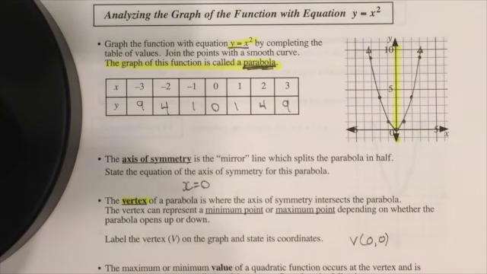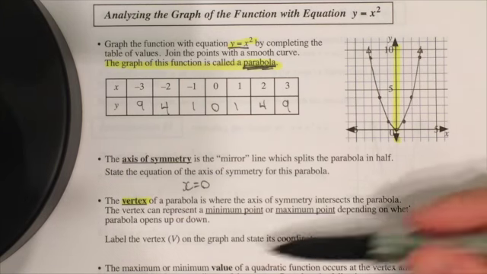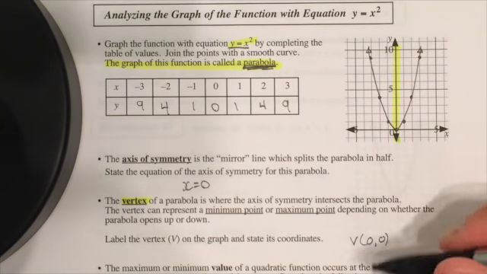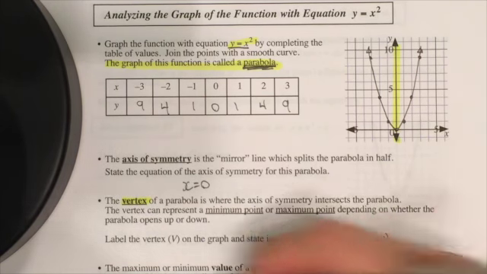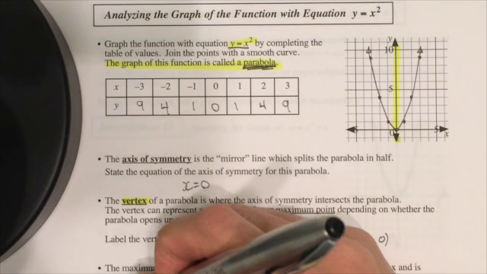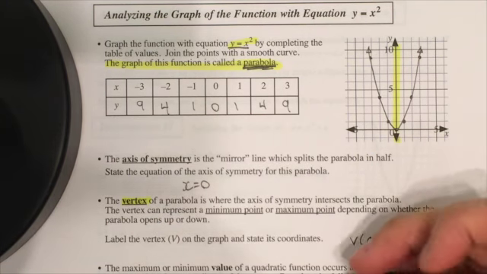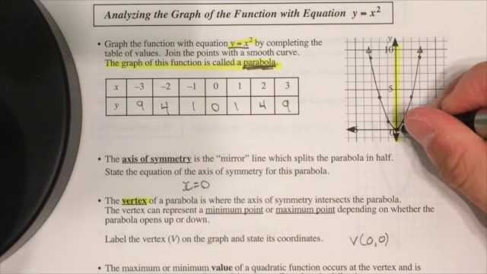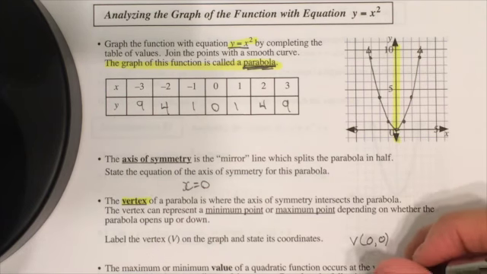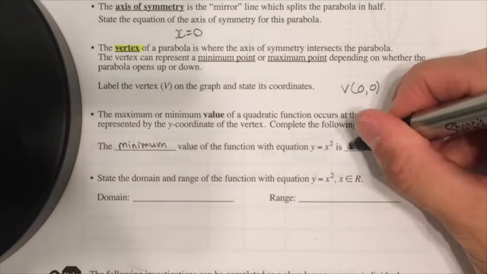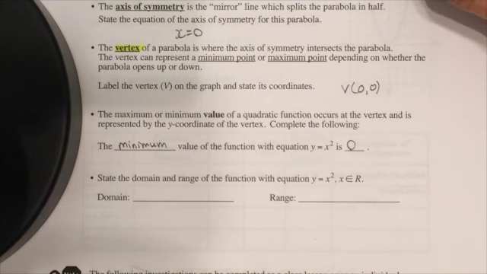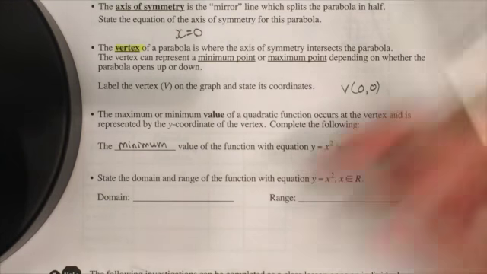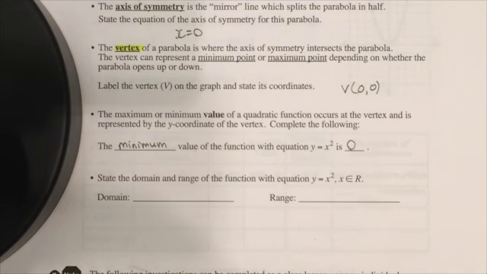Okay, so the maximum or minimum value of a quadratic function will occur at the vertex, and it's represented by the y coordinate of the vertex. So then we need to complete this fill in the blank statement. The minimum value of the function with equation y equals x squared is 0. So that means that the lowest point on our graph is going to be 0 on our graph of f of x is equal to x squared.